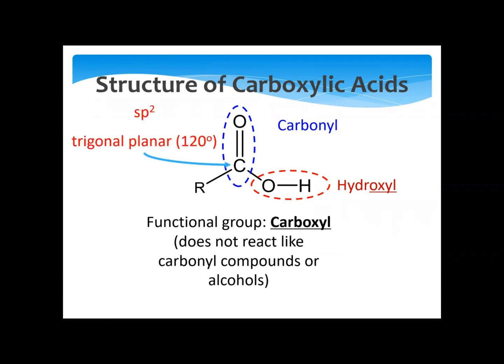Okay, and just to highlight, the carbon in the COOH group is sp2 hybridized. As such, the shape will be trigonal planar around this carbon, and the bond angle will be 120 degrees. Now, this hybridization is not new, and the shape and bond angle are also not new. So this is just a quick recap.